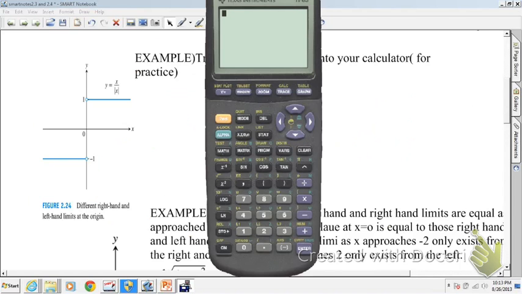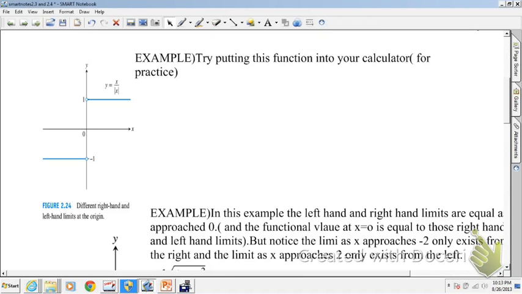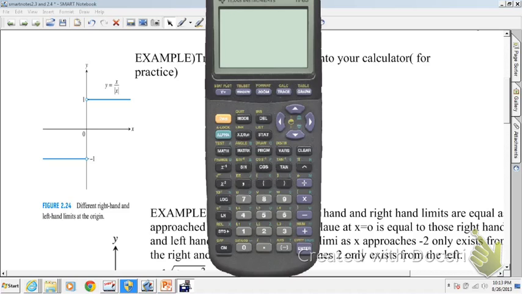In this next example, I have written here, it says try putting this function into your calculator for practice. So I'm here at y equals x over the absolute value of x. So we'll go to y equals. It's always good to practice putting functions into your calculator. X divided by, and then I'll hit the math button, slide over to num. Absolute value is that command, absolute value of x.